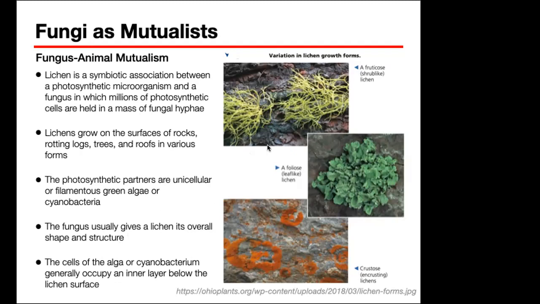And we have three variations of lichen growth forms. If a lichen is shrub-like, like in this picture, mura siya guso, no? That's fruticose. If it's leaf-like, gaya nito, mura siya kalabo, that's foliose. And if it's parang crusts, okay, encrusting, that's crustose. And usually yung cells ng algae or cyanobacterium would generally occupy the inner layer. No, it's usually in the inside below the lichen surface, and on the outside will be the hyphae of the fungi.